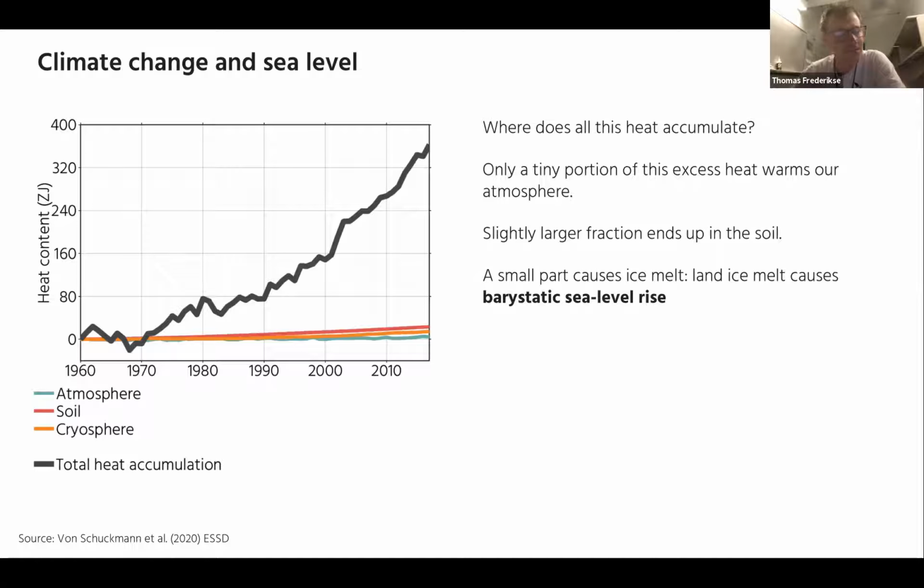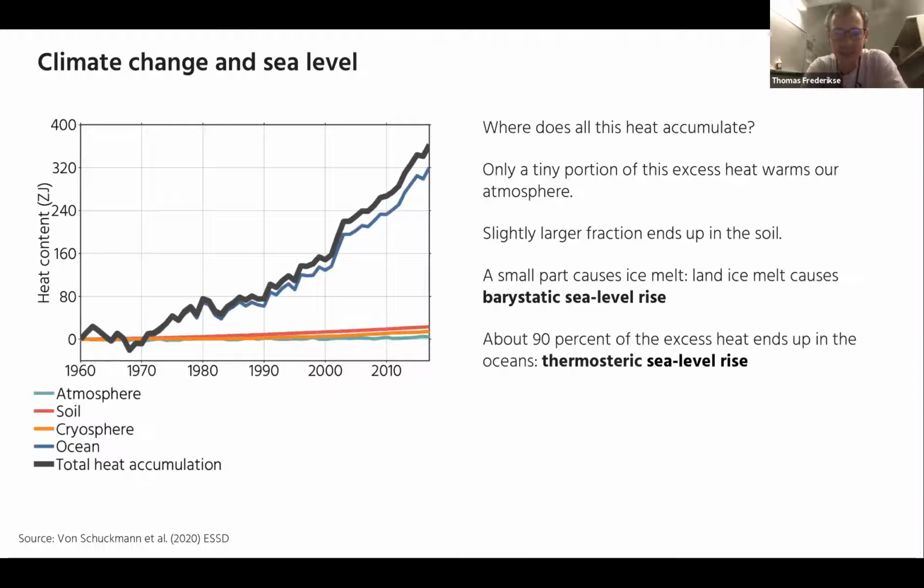That's sea level rise because we add extra mass to the oceans. But most of the heat is absorbed by the oceans, and the oceans warm as a response to the heat they absorb. And what gets warmer will expand, and the same goes for the ocean. The sea level rise due to this thermal expansion of the ocean, we call thermosteric sea level rise. And both barystatic and thermosteric sea level rise are the main drivers of global sea level rise over the past and also into the future.